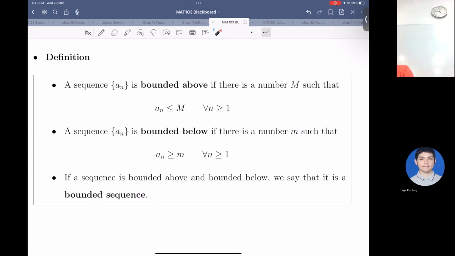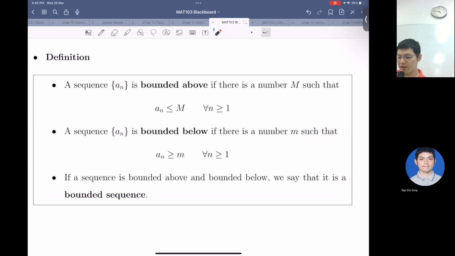A sequence is bounded above if there is a number M such that a_n is less than M for every n greater than or equal to 1. That means you can find an M that bounds the whole sequence. Let me introduce another notion first, then we will talk about examples.